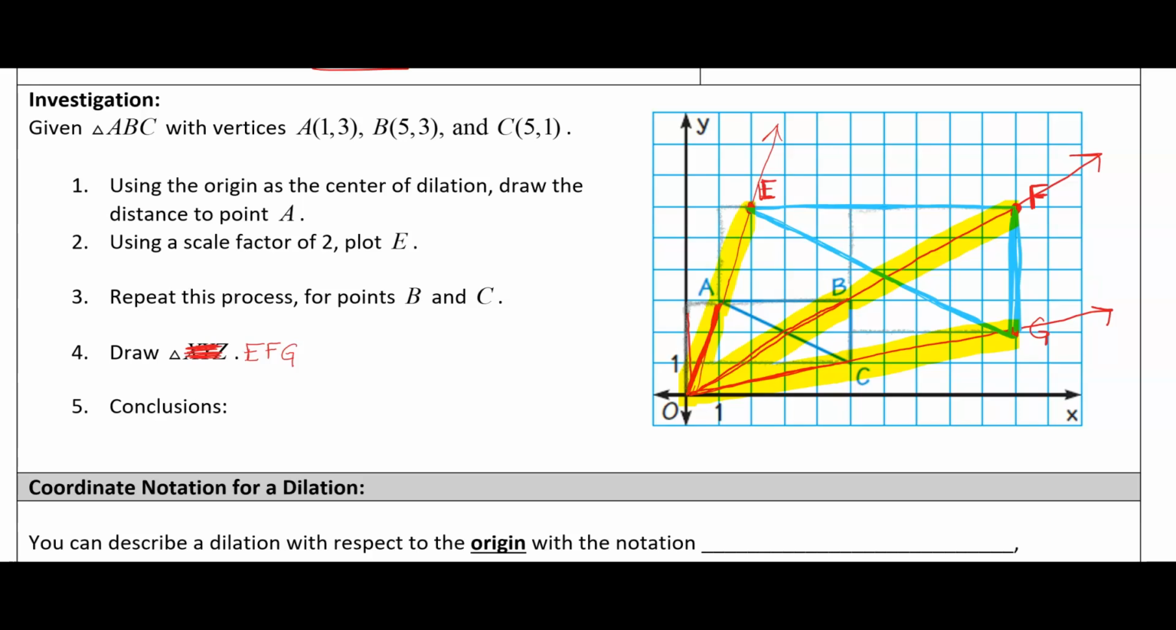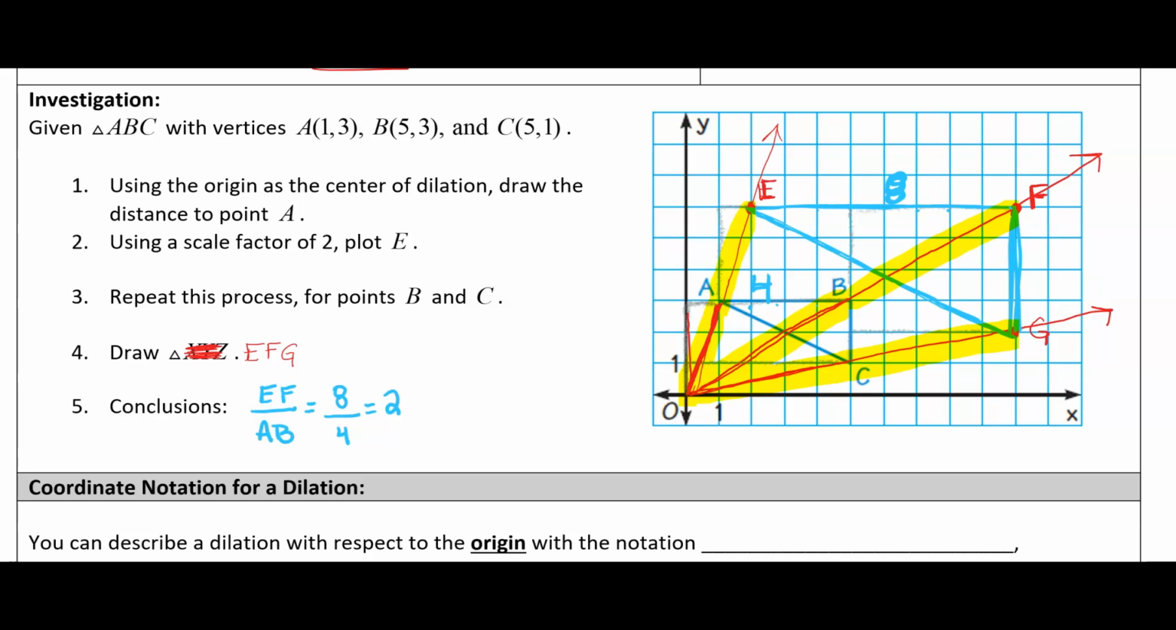Section A to B is 1, 2, 3, 4 units. So I'm going to put a 4 right there. And E to F is 1, 2, 3, 4, 5, 6, 7, 8. Now you can see 4 to 8. Now if I do the scale factor, because order matters, EF corresponds to AB. So the distance of EF was 8, the distance of AB is 4. Therefore, I have a 2. That means I have a scale factor of 2.